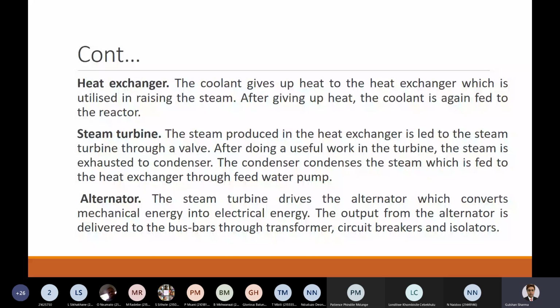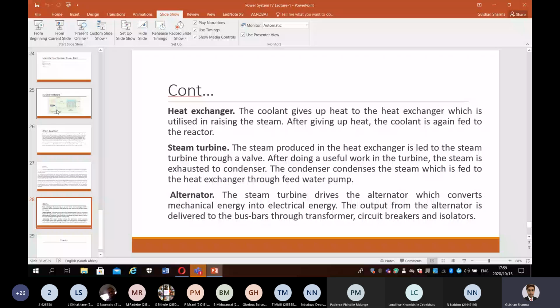Then we have the alternator, which converts the work done by the turbine into electrical energy. The output from the alternator is delivered to the bus bar, or fed to the grid with the help of transformer, circuit breakers, and isolator. So with this, I believe that thermal, hydro, and nuclear power plants are finished.